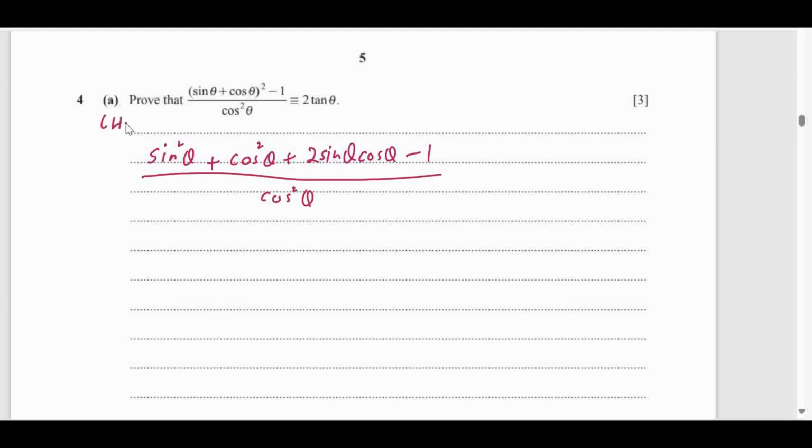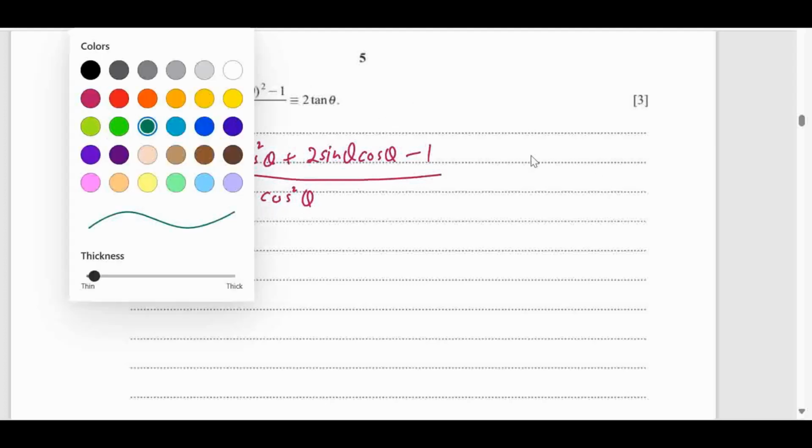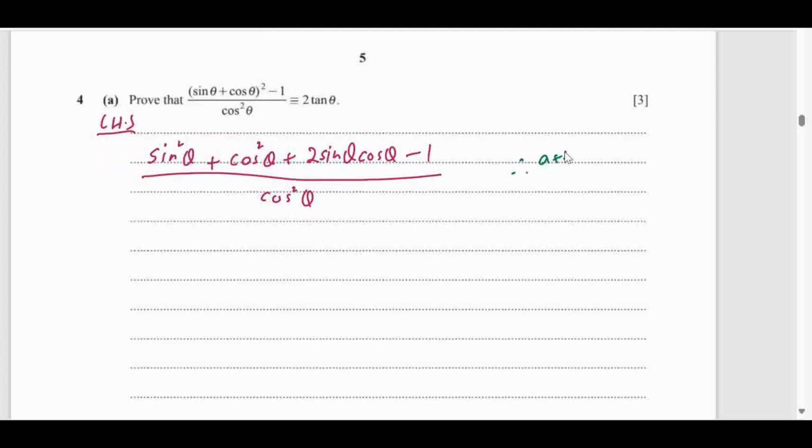Now, first of all, we can open this one. So sine square theta plus cos square theta plus 2 sine theta cos theta minus 1. We are taking the left hand side, divided by cos square theta. We have to just open the formula over here. Let me write this one, that we need to open this formula, that a plus b whole square is equal to a square plus b square plus 2ab.